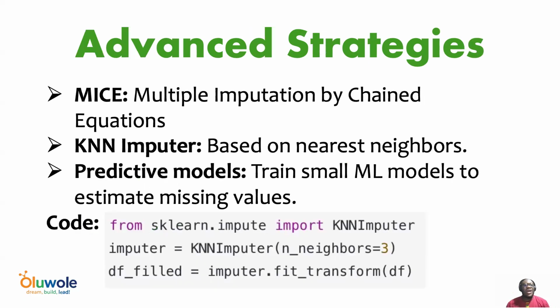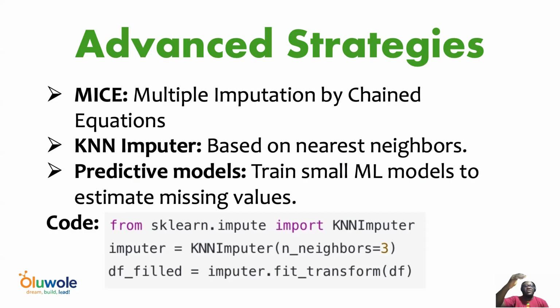All right, then we go to advanced strategies. I call it the MICE, multiple imputation by chained equations. Yes. So the MICE leads you to your KNN imputer, which is the K nearest neighbor. It's based on your nearest neighbor. So we look at the nearest neighbor. Okay, we are seeing missing values.